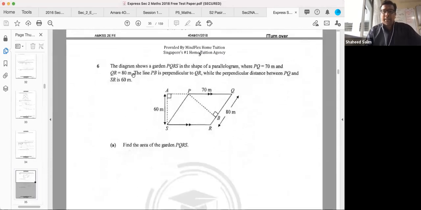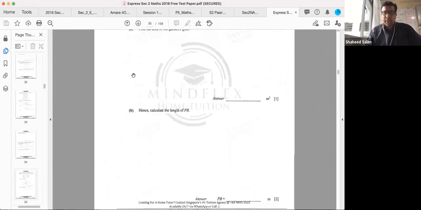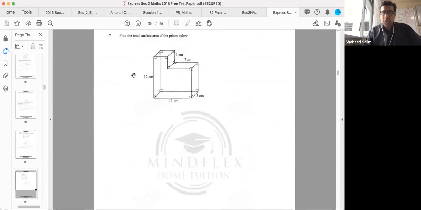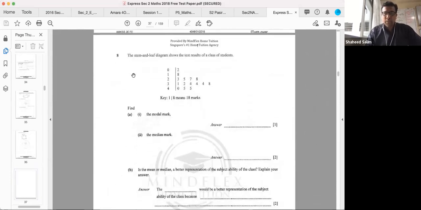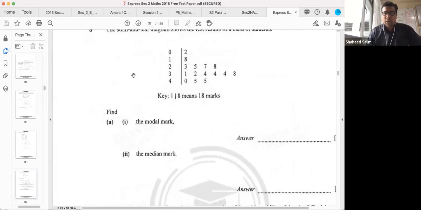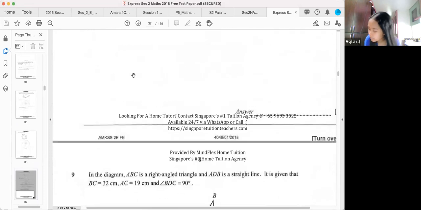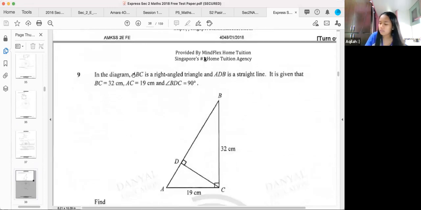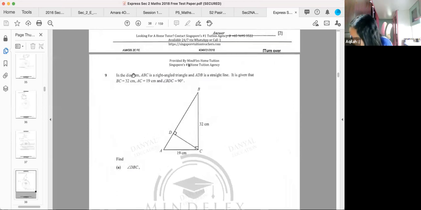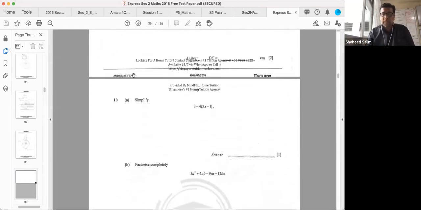So this one I think it's all right for you. This one should be all right for you. You say you are not tested on this, right? Stem and leaf. Yeah, not tested. This one I think is okay. It should be all right.